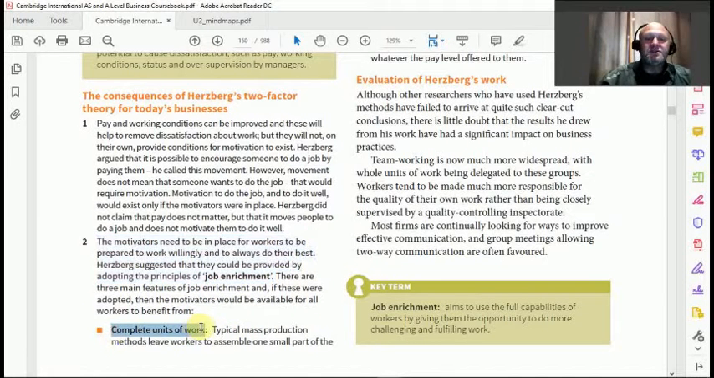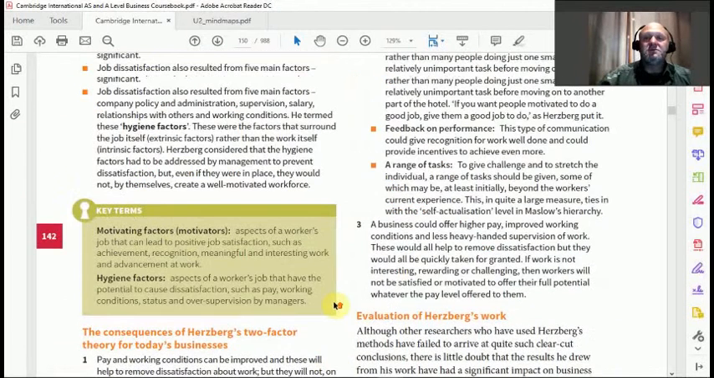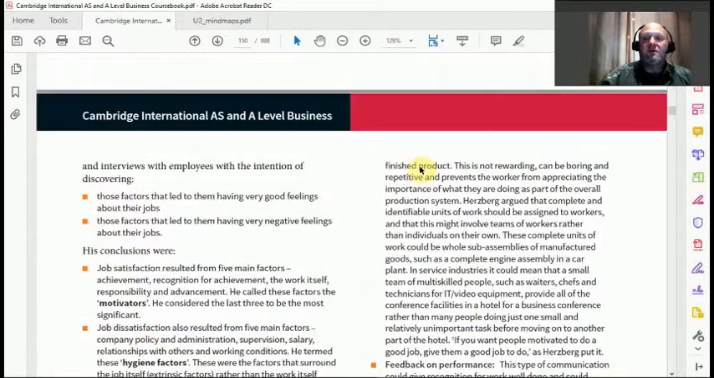1, completion of work. Typical production methods leave workers to assemble one small part of the finished product. This is not rewarding and can be boring and repetitive and prevent workers from appreciating the importance of what they're doing as part of the overall production system.